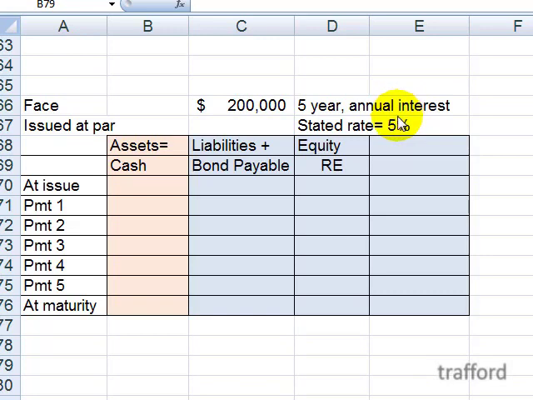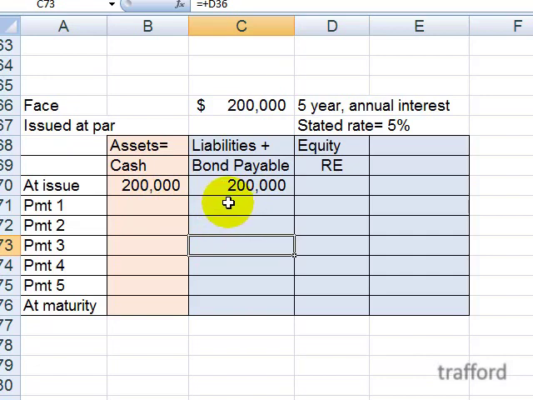When the corporation actually issues those bonds, as long as the market rate of interest is the same as this stated rate, 5%, these bonds would be issued at face value. In other words, bondholders would be happy to pay $200,000 for these bonds. The corporation would record it like this. They have an inflow of cash. Cash goes up $200,000 at the issuance, and of course they now have a liability, a long-term liability, bonds payable, equal to the $200,000. This $200,000 needs to be repaid at the end of 5 years.